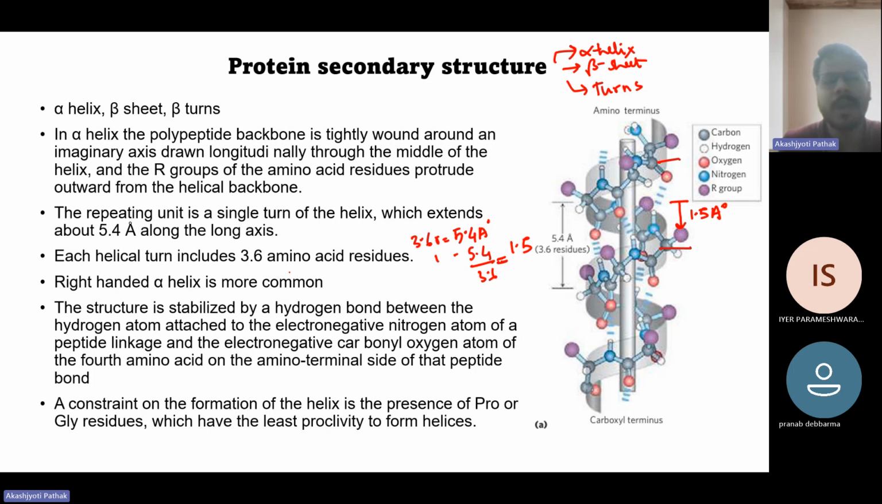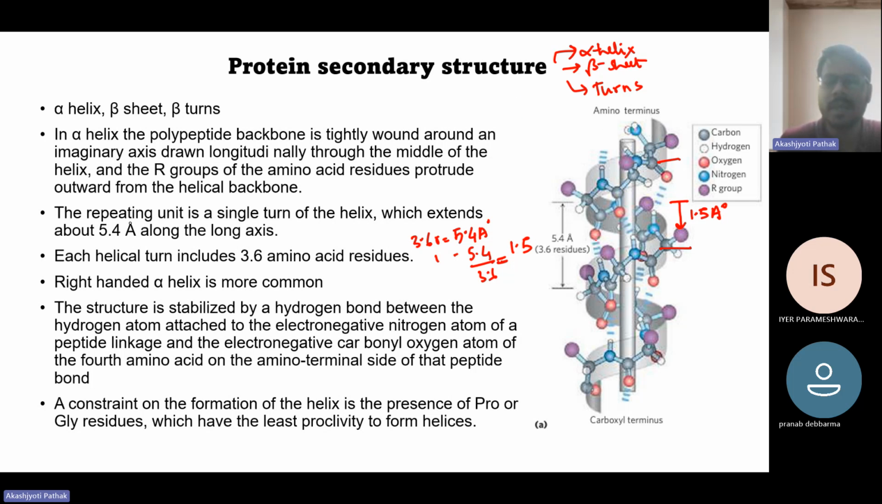Now, the most common alpha helix is the right-handed alpha helix. There are also left-handed alpha helices. These are covered in great detail in any biochemistry textbook. You will find these concepts, and you must have read them in biochemistry. So how is the structure of the alpha helix stabilized? It is by the formation of hydrogen bonds.